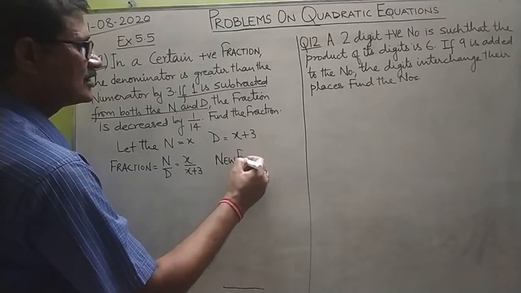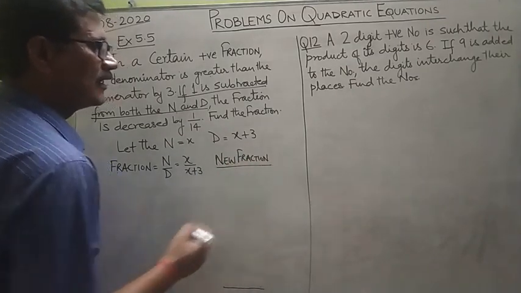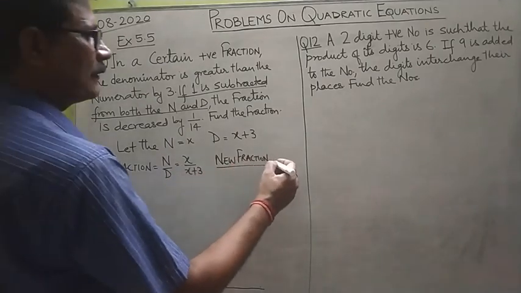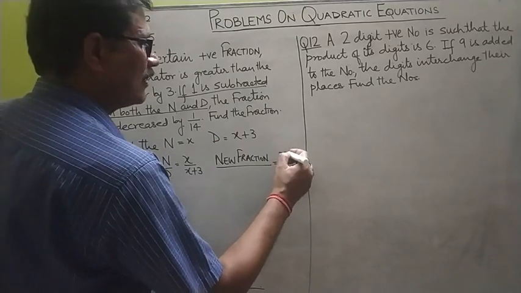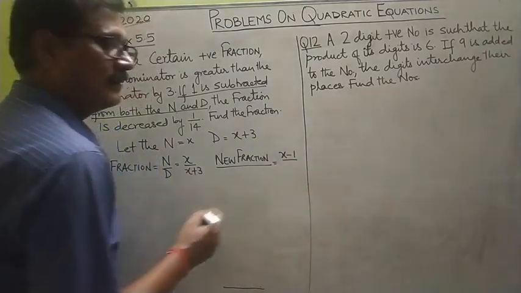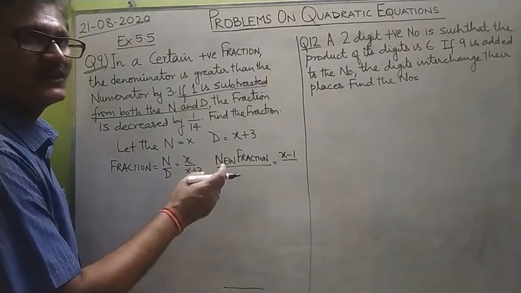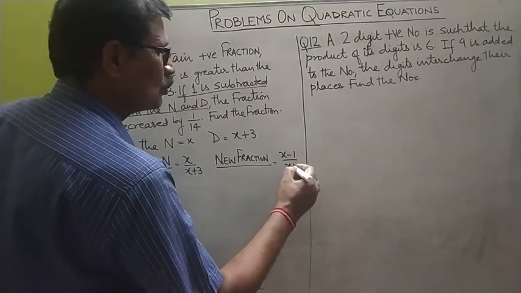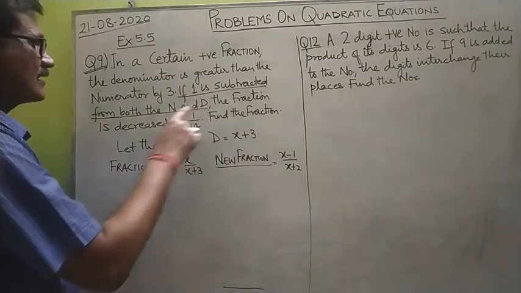The fraction is going to get changed by subtracting 1 from both numerator and denominator. So the new fraction would be subtracting 1 from both. If I subtract 1 from the numerator, it becomes x minus 1. And if I subtract 1 from the denominator, it becomes x plus 3 minus 1, that is x plus 2. This is the new fraction. And thereby it says the fraction decreased.